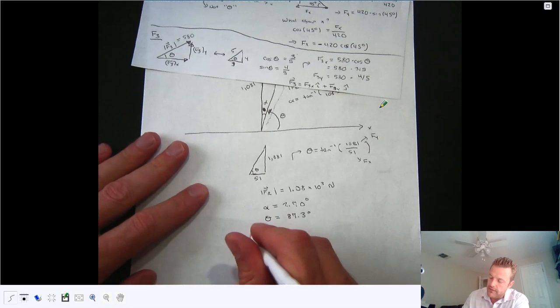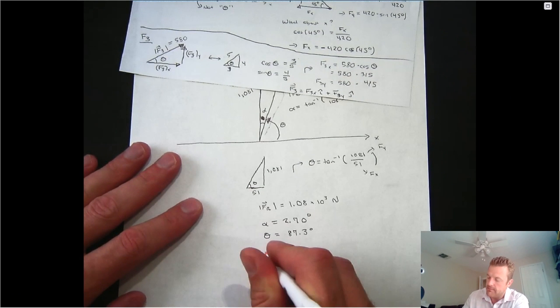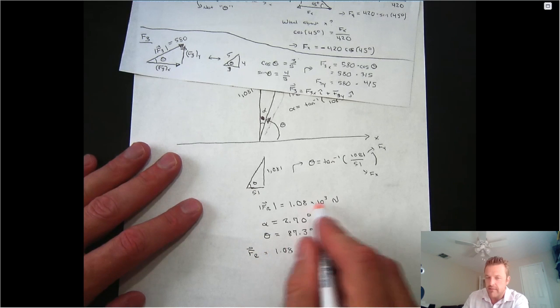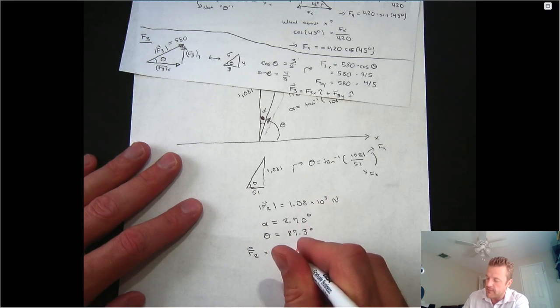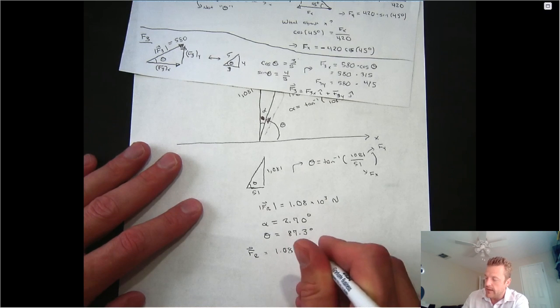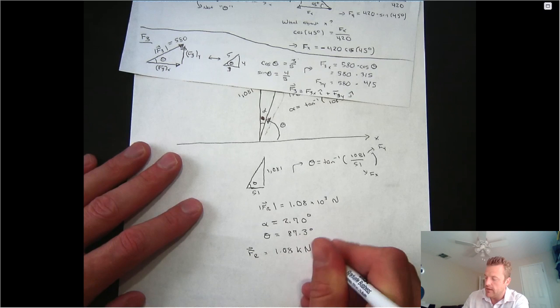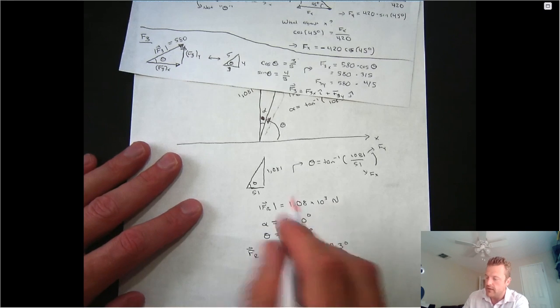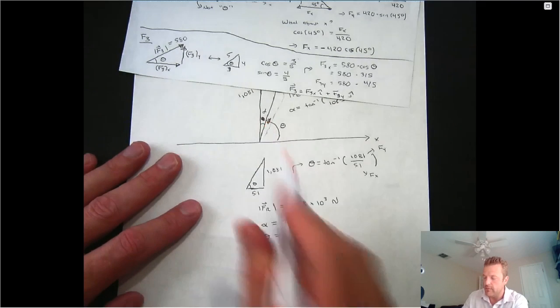I can write that FR has a magnitude of 1.08. Now, rather than writing 10 to the third by convention, like we talked about in chapter 1, we'll use the prefix kilo newtons, and it's going to be at an angle of 87.3 degrees. And I chose to use theta because that is the conventional angle that we report.